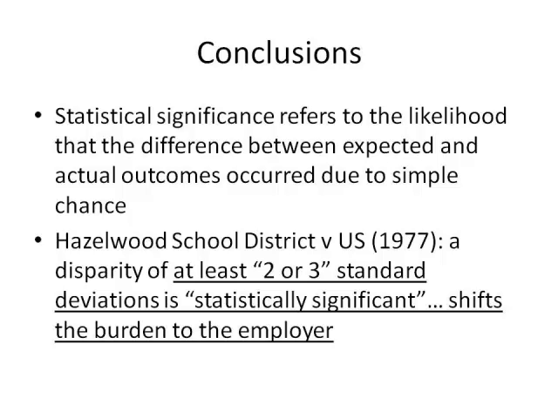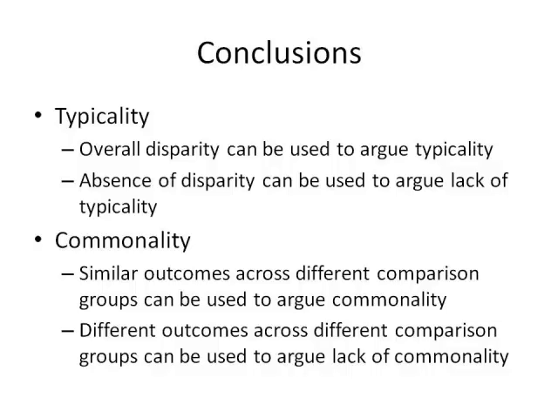Statistical significance refers to the likelihood that the difference between expected and actual outcomes occurred due to simple chance. And the Hazelwood School District decision gives us a guideline for statistical significance. It said a disparity of at least 2 or 3 standard deviations is statistically significant. We talked about how statistical analysis can be used to address questions of typicality. An overall disparity can be used to argue for typicality, while an absence of a disparity can be used to argue a lack of typicality.